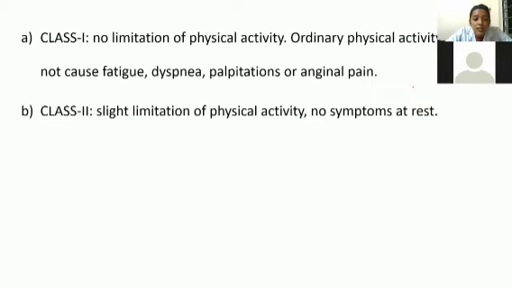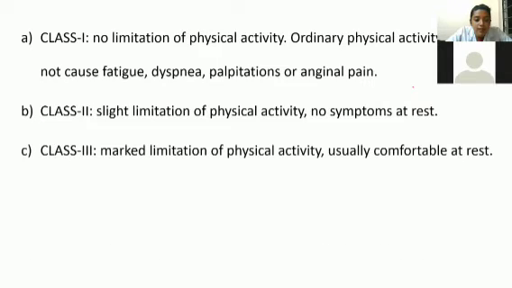Then class 2: slight limitation of physical activity, no symptoms at rest. At rest there will be no symptoms, but during some physical activities they will have symptoms. In class 3, marked limitation of physical activity, usually comfortable at rest. In class 3 also, they will be comfortable at rest, but if they do even a little amount of activity, they will have dyspnea, fatigue, or similar symptoms.